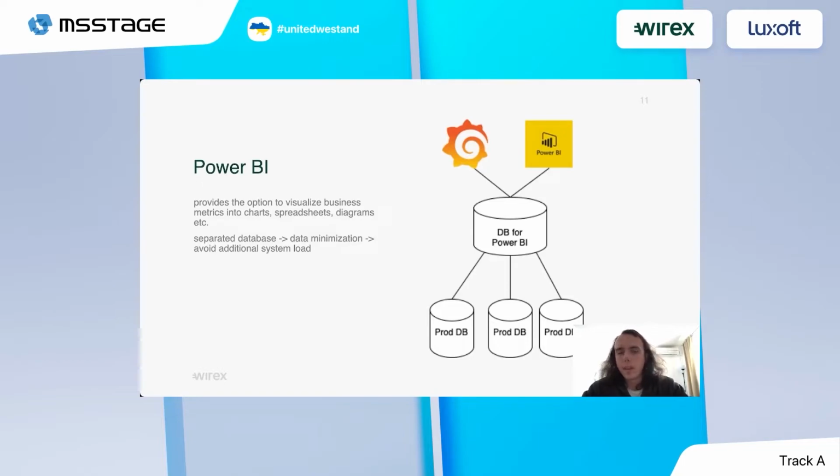One interesting thing to share. For Power BI, we are using a separate database, which gives us the option to minimize the load on production databases. So, we can retrieve only the required data. And when we are talking about big reports, as I said, they are triggered only at times when the system is not loaded, especially at night.